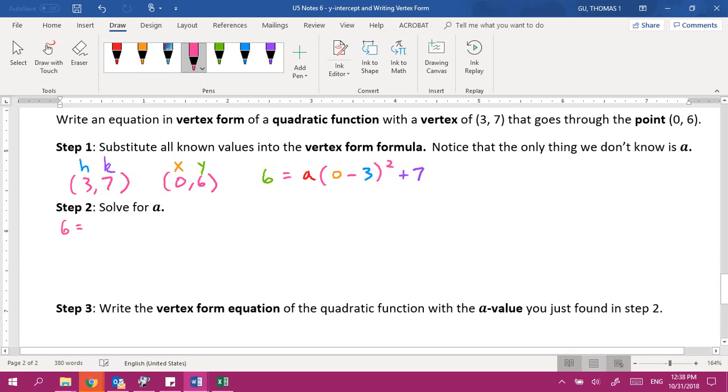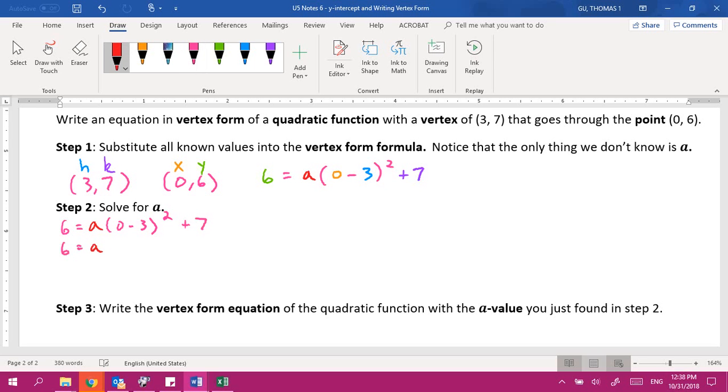6 equals A times 0 minus 3 squared plus 7, right? And so we're just trying to solve for A. We're trying to get A by itself. But the very first thing I would do is simplify what's inside the parentheses. So if I simplify what's inside the parentheses, I get 6 equals A times negative 3 squared plus 7. All right, what would you do next?